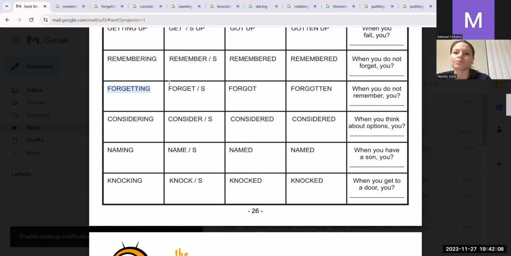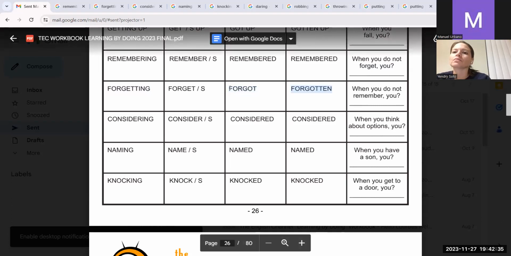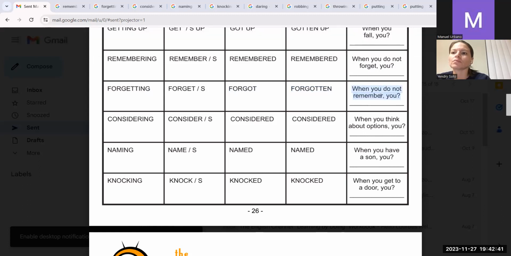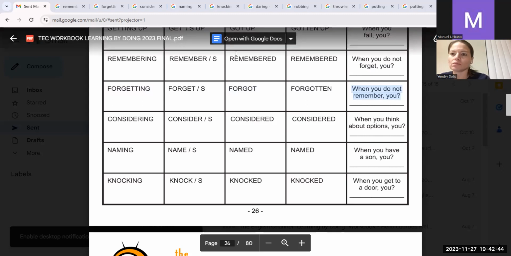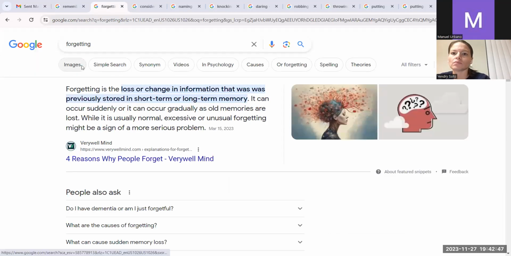Now we have the opposite. Let's practice. Please repeat. Forgetting, forget, forgot, forgotten. Here, you can say forgot with o or a. I pronounce a, so I say forgot. All right. So it's an irregular verb. It's forget, forgot, forgotten. And when you do not remember what you forgot. Okay. So let's take a look at some images.